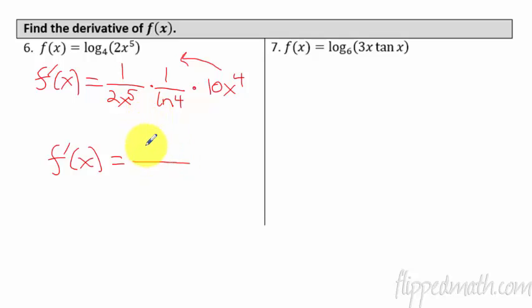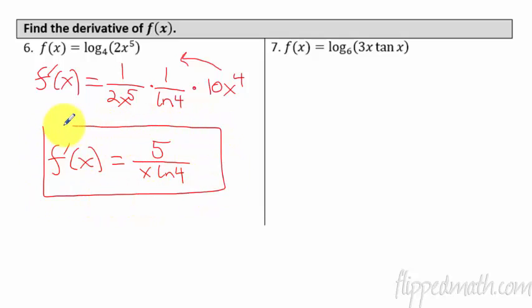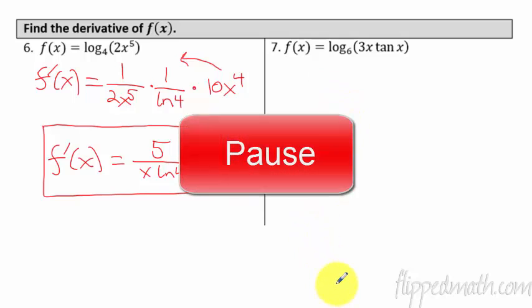You're going to have a 5 on top. X to the 4th cancels with 4 of those x's, so you have an x on bottom. And then a natural log of 4. There we go. All right, try the last one on your own. Pause now. Let's see what you get.